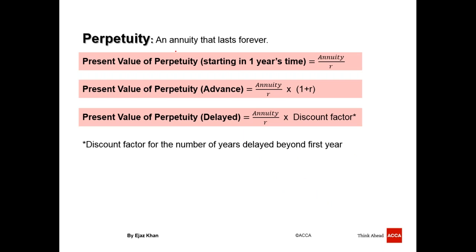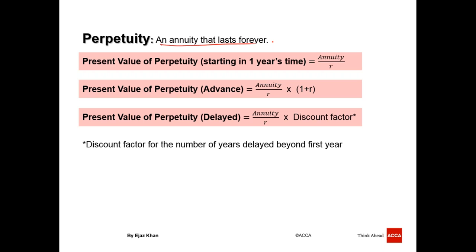Well, a perpetuity is an annuity that lasts forever. For example, if you buy shares of a company, you will be receiving dividends for an indefinite period of time. You will be receiving dividends till you hold the share. So the number of dividends that you are going to receive will be indefinite. So in case you are receiving cash inflows for an indefinite period of time, such an annuity is called perpetuity.